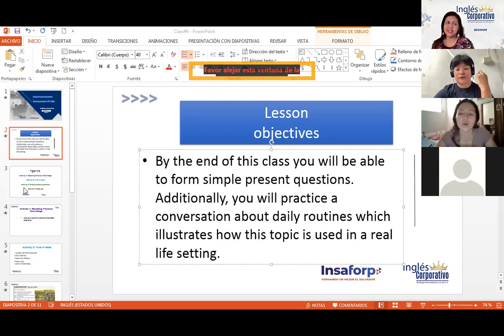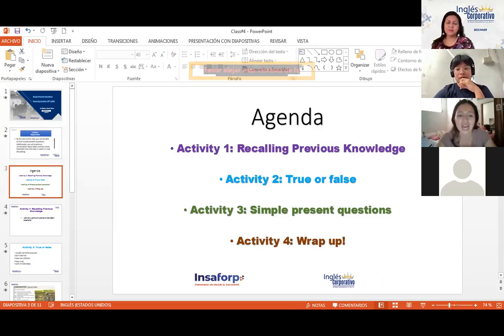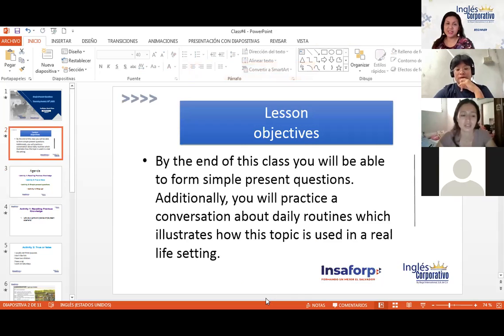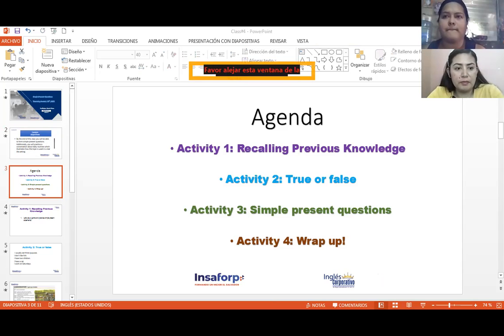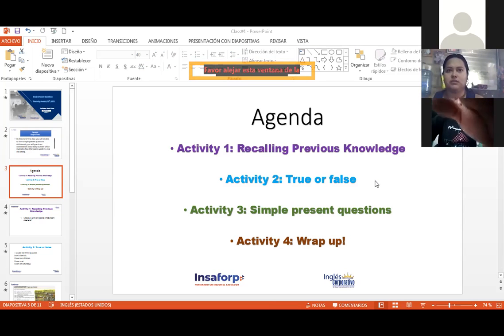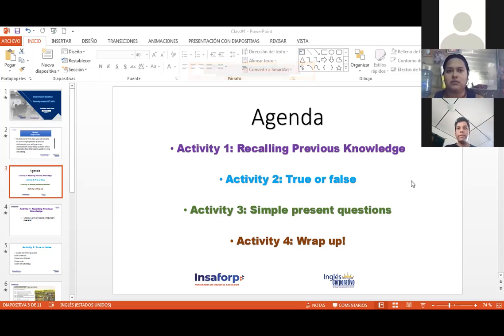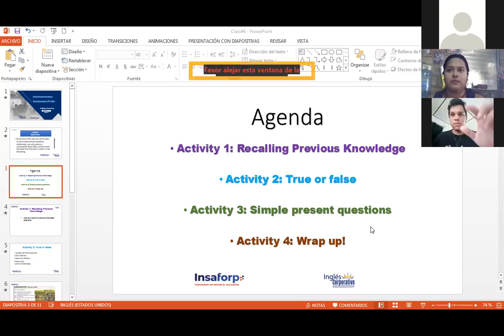Okay, activities. Let's see another person. What is the pronunciation? Additionally, yes, it was correct. Noemi Reynal, can you please read the activities in the agenda for today? Activity one, recalling previous knowledge. Activity two, true or false. Activity three, simple present question. Activity four, wrap up. Thank you so much, Noemi.